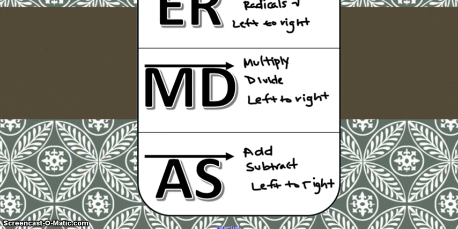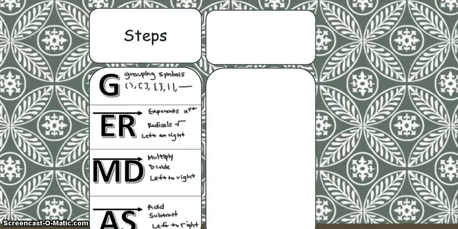Alright, so we're going to go to our first example. That's going to be in the first column next to the steps. So we're on that first column next to steps. The example that we're going to do here is the square root of 3 times 5 plus 5 times 2. That's the square root sign, the radical going all the way across it.